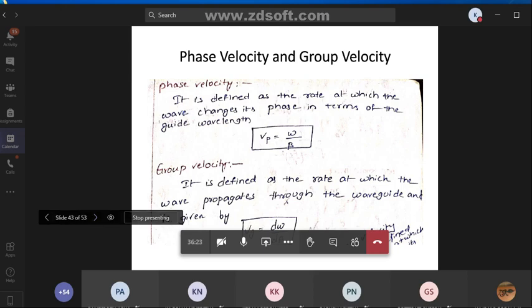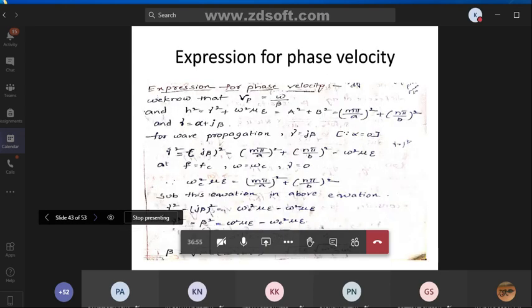Here the phase velocity is defined as the rate at which the wave changes its phase in terms of the guide wavelength. So Vp, the phase velocity, equal to omega by beta. And group velocity is defined as the rate at which the wave propagates through the waveguide. So it is given by Vg equal to d omega by d beta. So these are the definitions of phase velocity and group velocity.